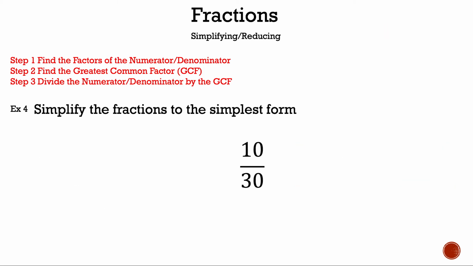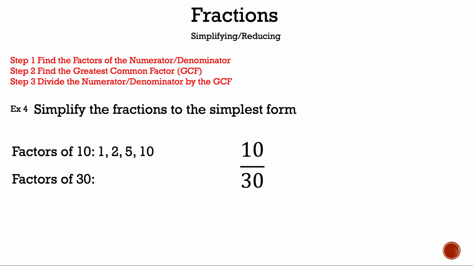Now let's take a look at example 4. We have simplifying the fractions to the simplest form. So great, same question. Now we need to find the factors of 10. Once again, let's do 1 and 10 to start off with. The next number up is 2. So let's go ahead and do that. And 2 times 5 is 10. And now let's go ahead and find the factors of 30.